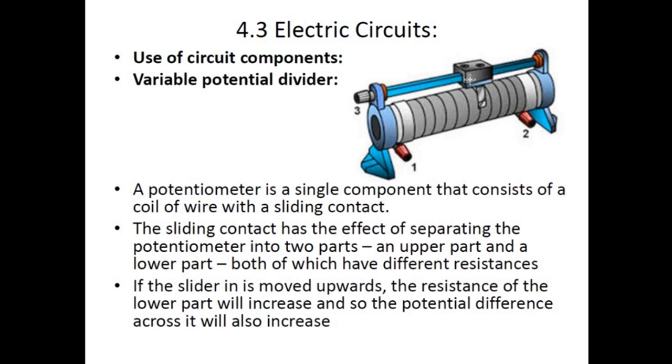If the slider is moved upwards, meaning it is moved over there, the resistance of the lower part will increase, and so the potential difference across it will also increase. If the slider is moved over there, the current or the voltage entering from here will have to pass through a larger length of wire, hence the resistance would be increased because length is directly proportional to resistance.